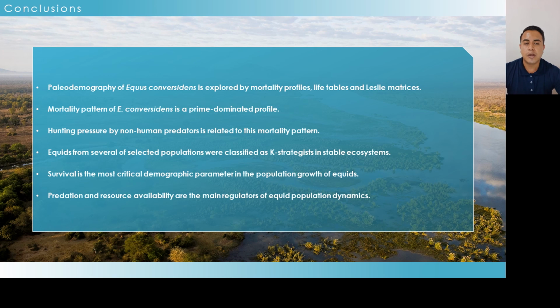In conclusion, we explored the population dynamics of Equus conversidens using common and recent tools employed in this research area. The mortality pattern of Equus conversidens is a prime-dominant profile. Hunting pressure by non-human predators is related to this mortality pattern. Equids from several of the selected populations were classified as K strategists in stable ecosystems.